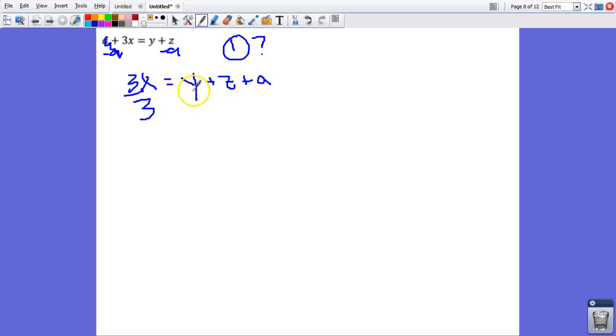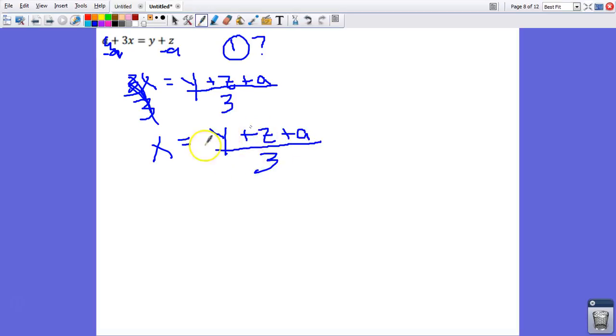But what you do to one side, you have to do to the other. You have to do it to the entire side. So I take everything and I divide it by 3. And you can leave it just like that. Here the 3's cancel. X equals y plus z plus a, all divided by 3. Or you could distribute that 3 and it might look like y divided by 3 plus z divided by 3 plus a divided by 3. But again, a lot more work that didn't actually have to happen.